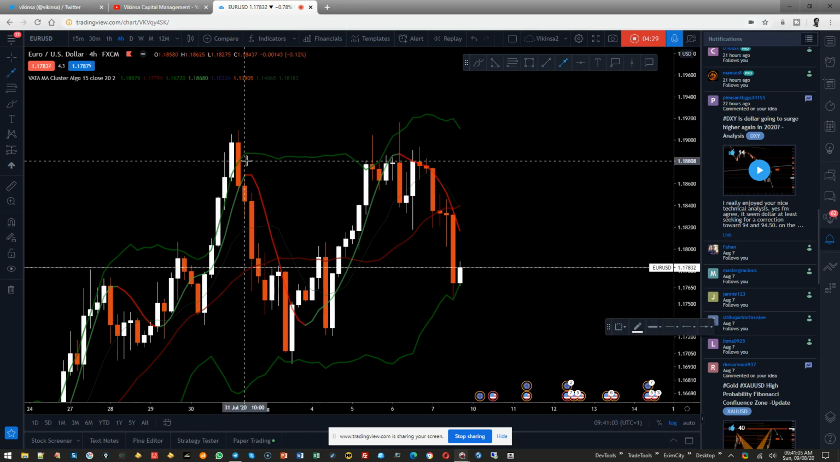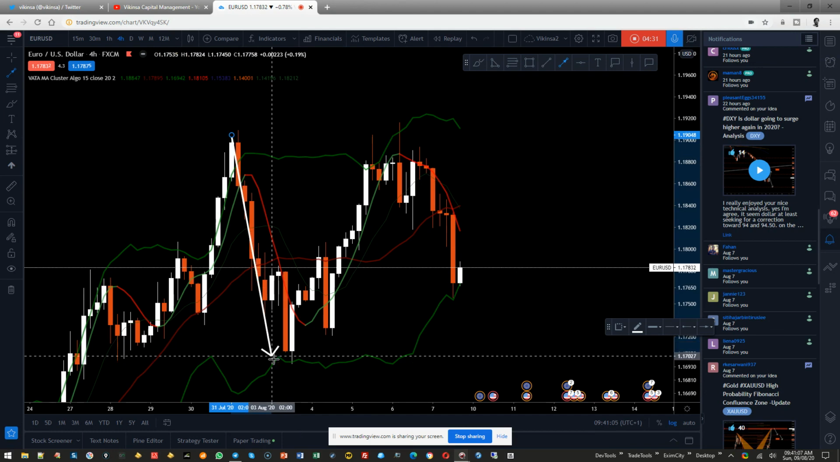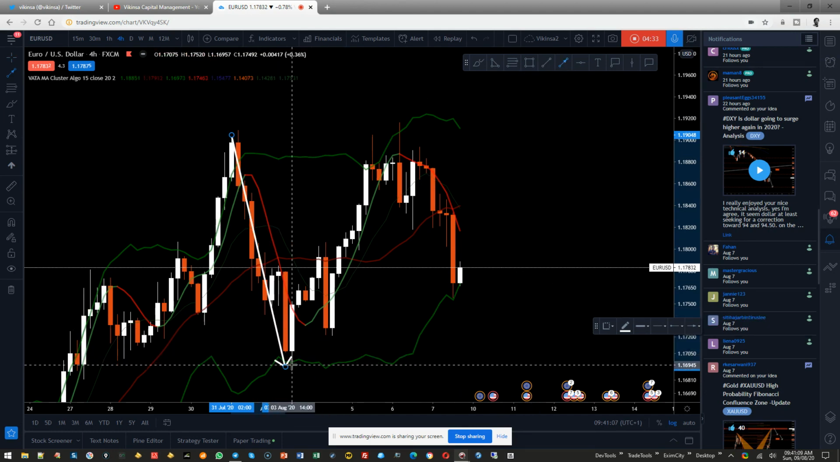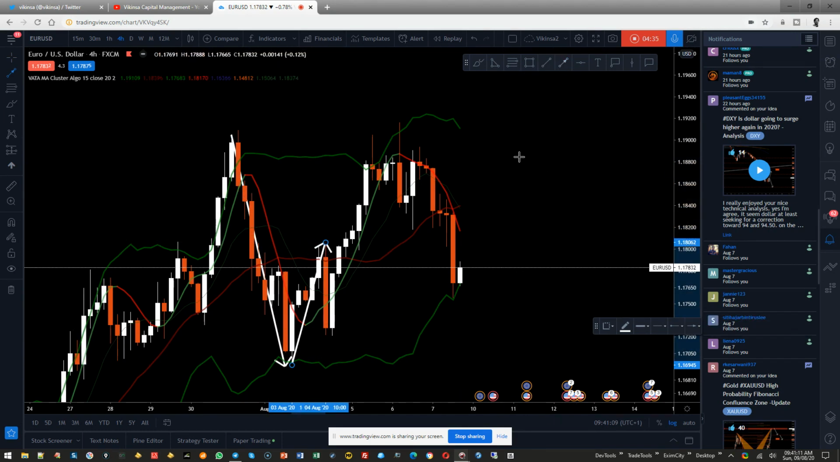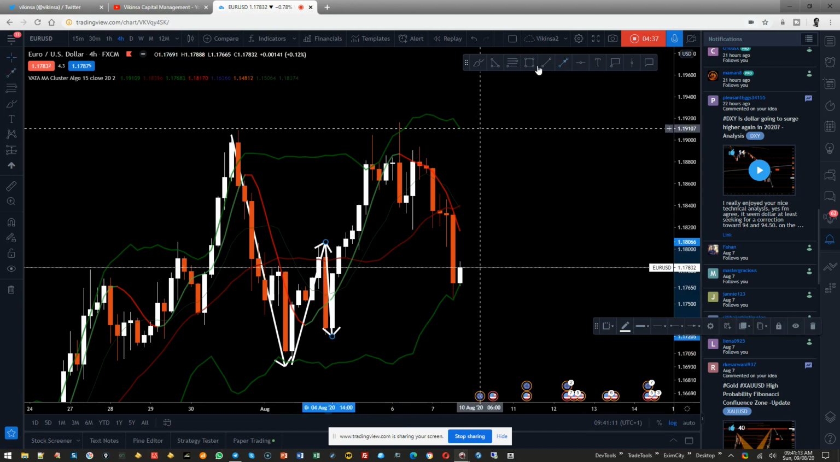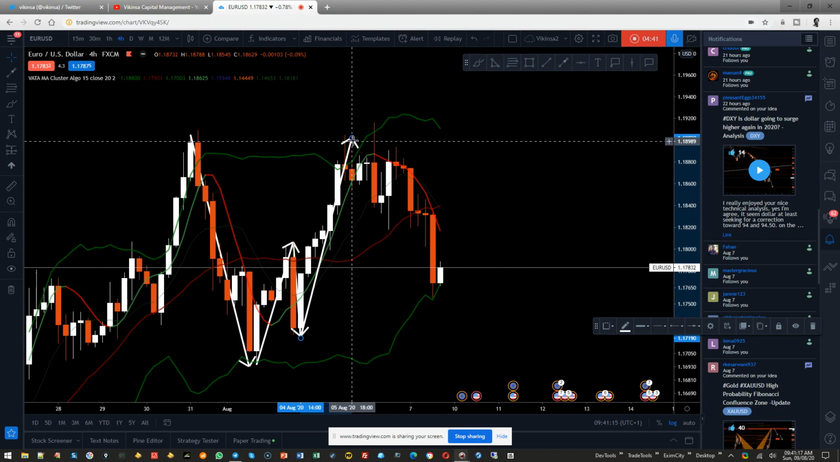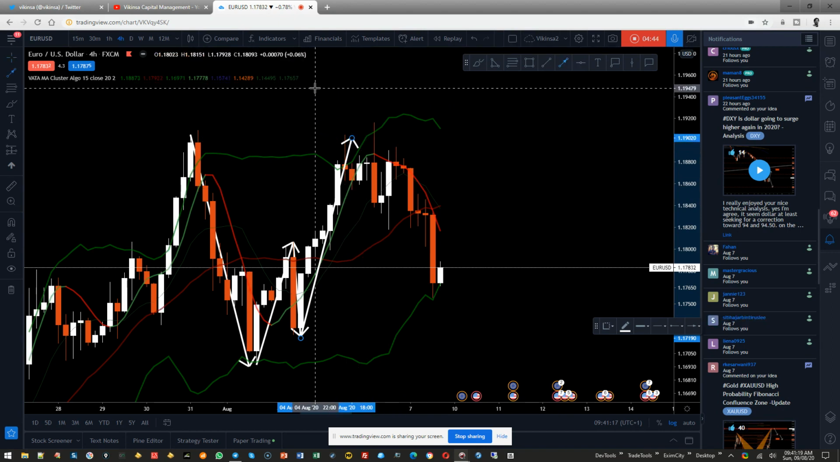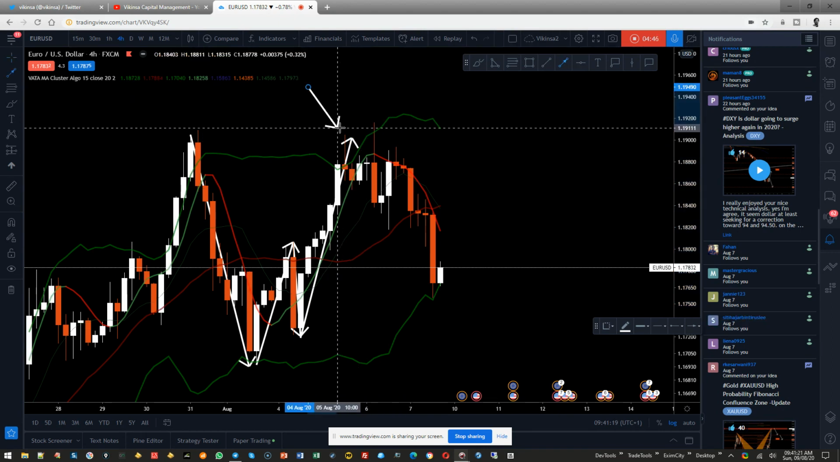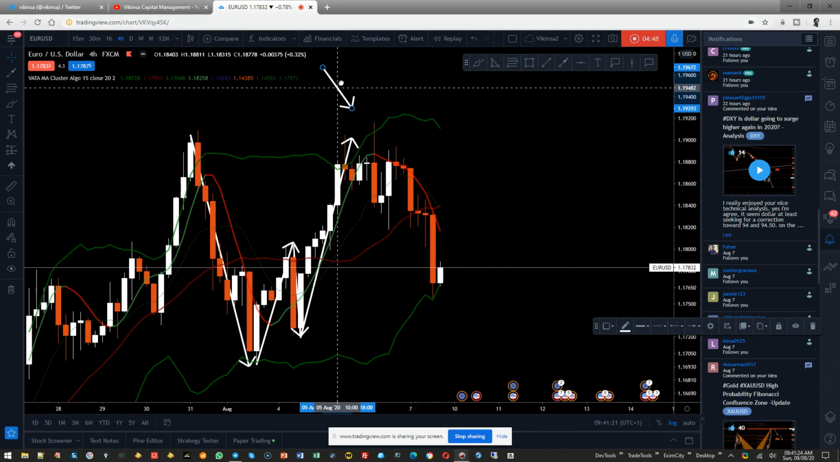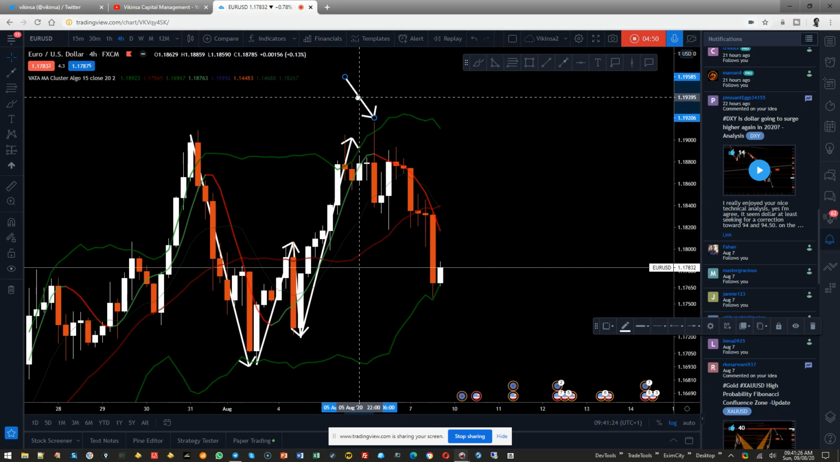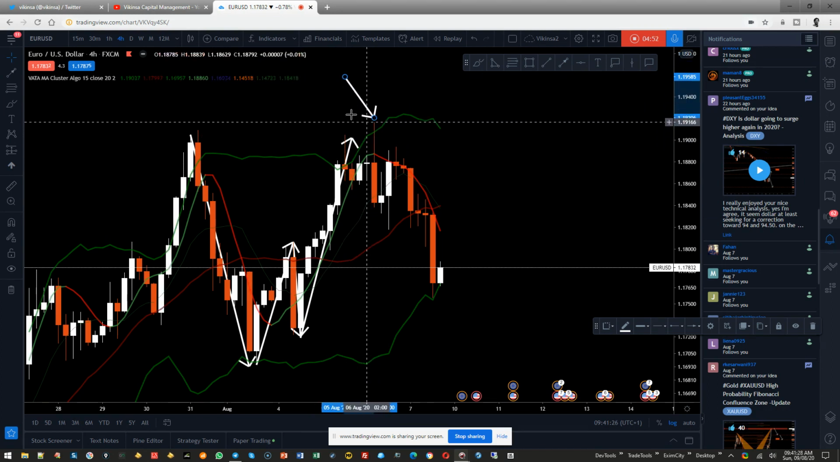Okay, so one was this W pattern right there. So if you know how to trade those W patterns, and if you know the actual Fibonacci ratios behind them, then you know how to enter those positions. So there was an opportunity right here to get involved, right? Second opportunity was on the retest of this thing, which is creating a double top.